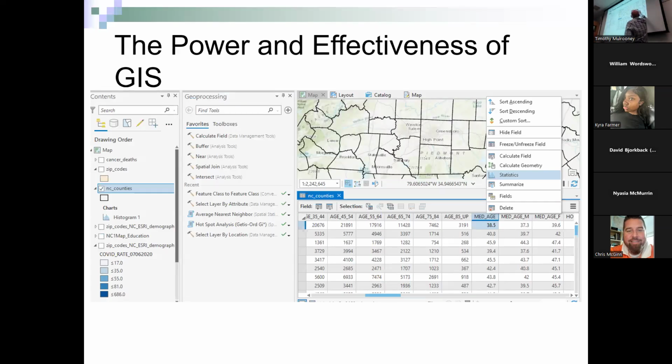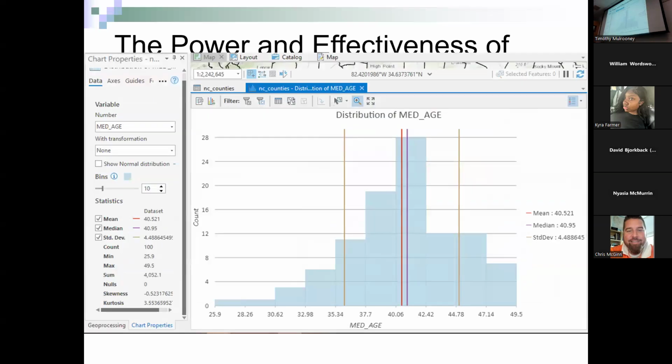And so, like we highlighted here, I can right mouse click on a particular column right here. And these columns are what we call fields. And we have a field here called median age, MED_age. And I can run statistics on those. I can also run summarize, but when I run summarize on numerical data, we don't want to deal with that, but I can make something like this.